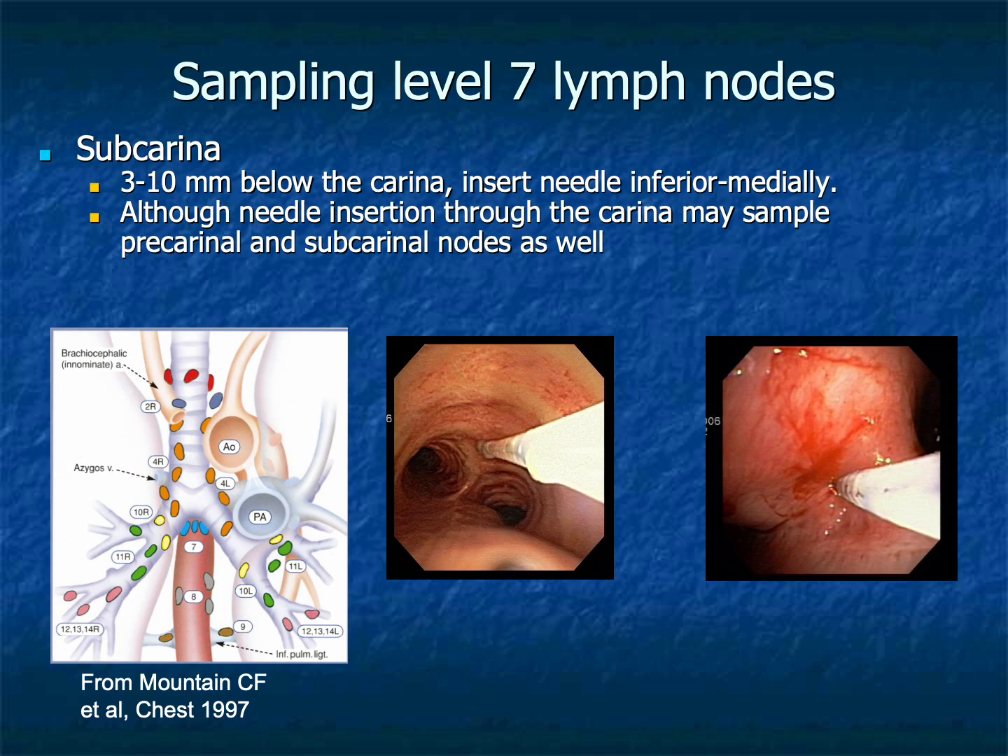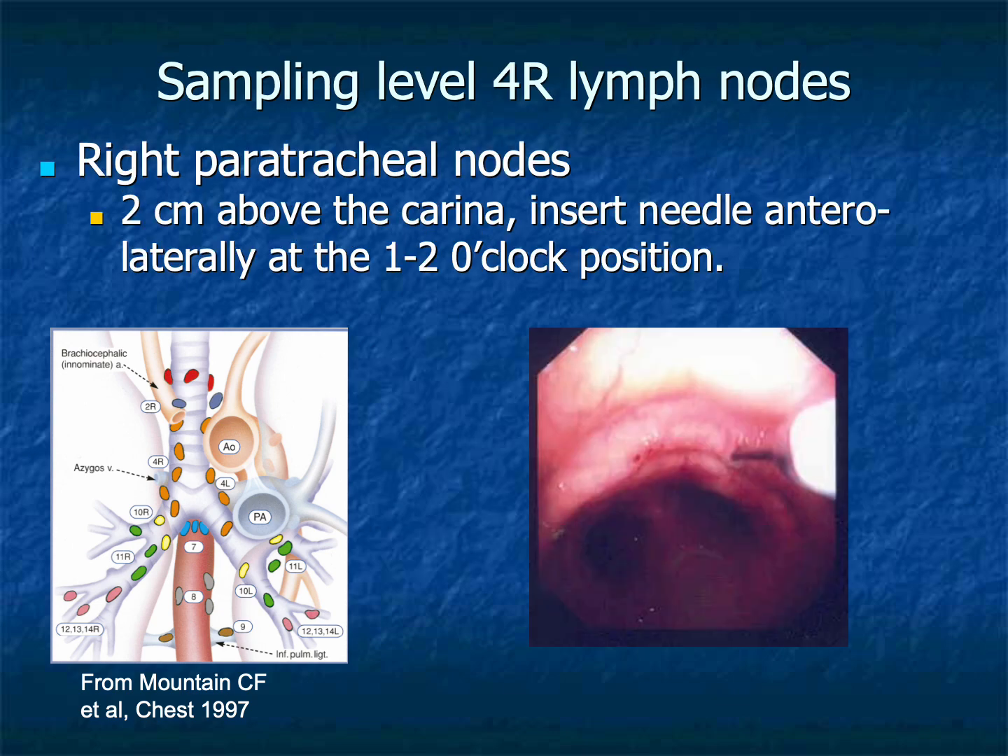Successful conventional TBNA depends heavily upon accurate anatomical localization. The subcarinal lymph node station, or level 7, remains one of the most accessible and diagnostically rewarding targets. Needle insertion is typically performed several millimeters below the main carina, with a direction toward the subcarinal space. Right paratracheal lymph nodes, designated level 4R, are approached approximately 2 centimeters above the carina, with the needle directed toward the 1 or 2 o'clock position.